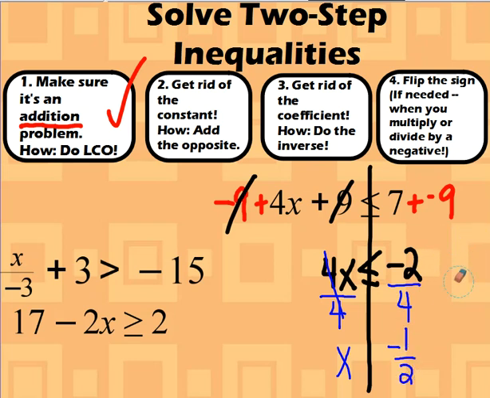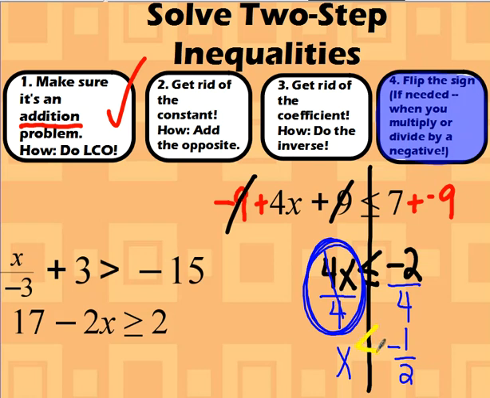Let's go for just a second to the last part of our flow chart. It says to flip the sign if you multiply or divide by a negative. So right here is what we're looking at. Did I multiply or divide by a negative number? I did not. So this sign is not going to flip. It's going to stay the same. So I get x is less than or equal to negative 1/2.